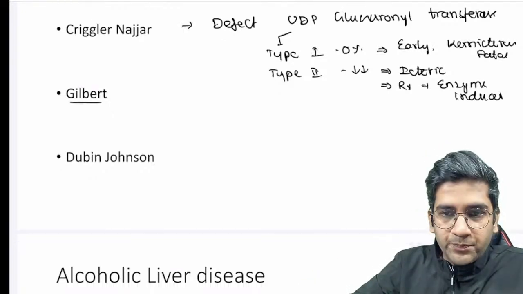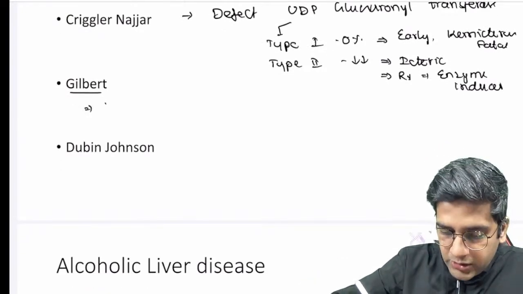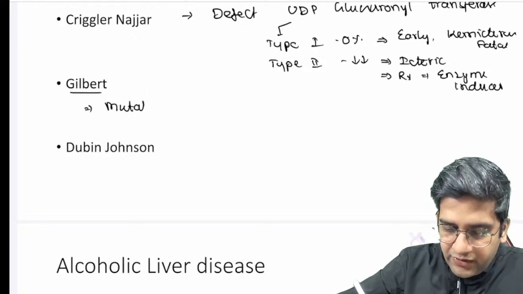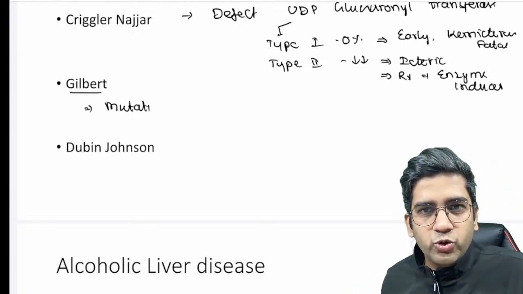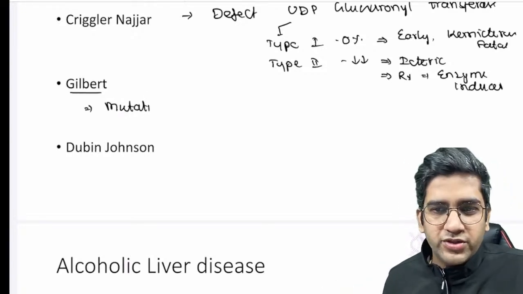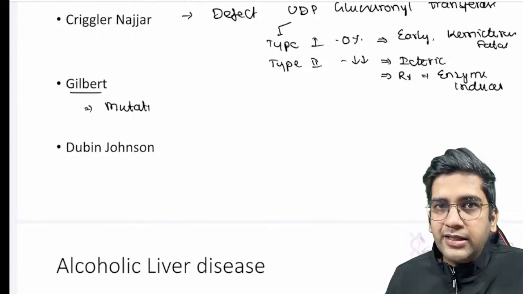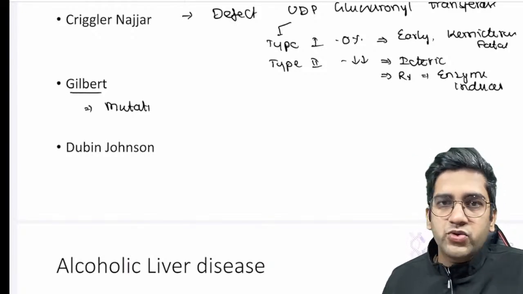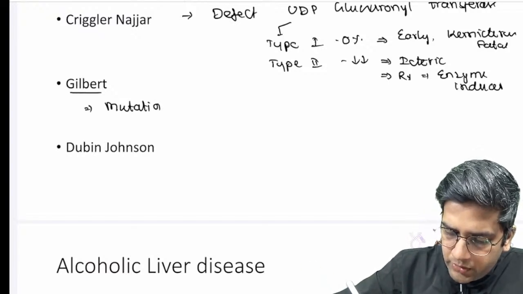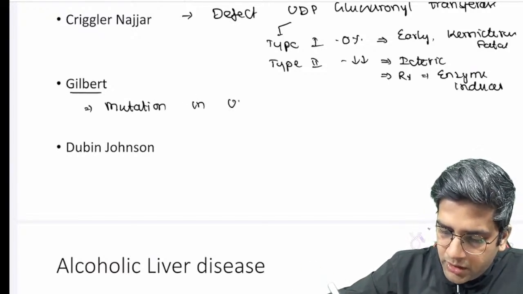Perfect. Gilbert. Gilbert, again, is also a mutation. Phenobarbital, phenytoins, all those groups, rifampicin, there are multiple enzyme inducers, right? Phenobarbital is generally useful. Rifampicin, again, is a liver related thing, so we won't use that. Phenobarbital is a commonly used enzyme inducer. There's also a mutation in the same enzyme, UDP glucuronide transferase.